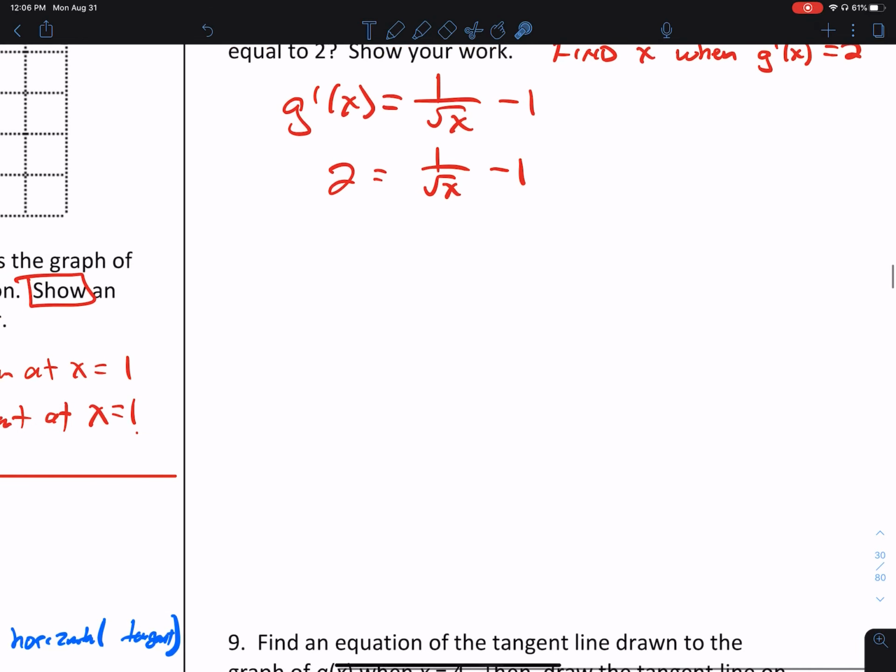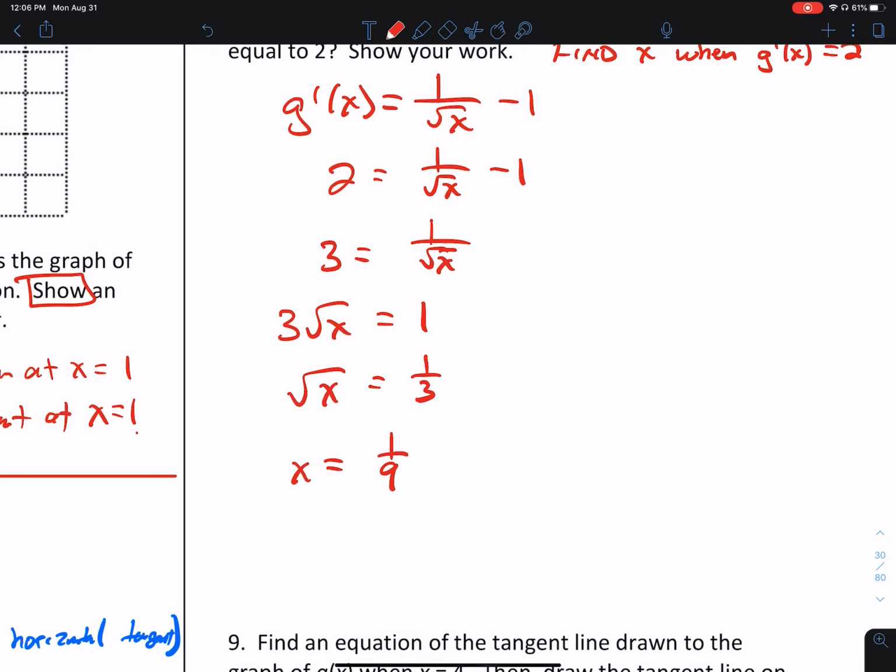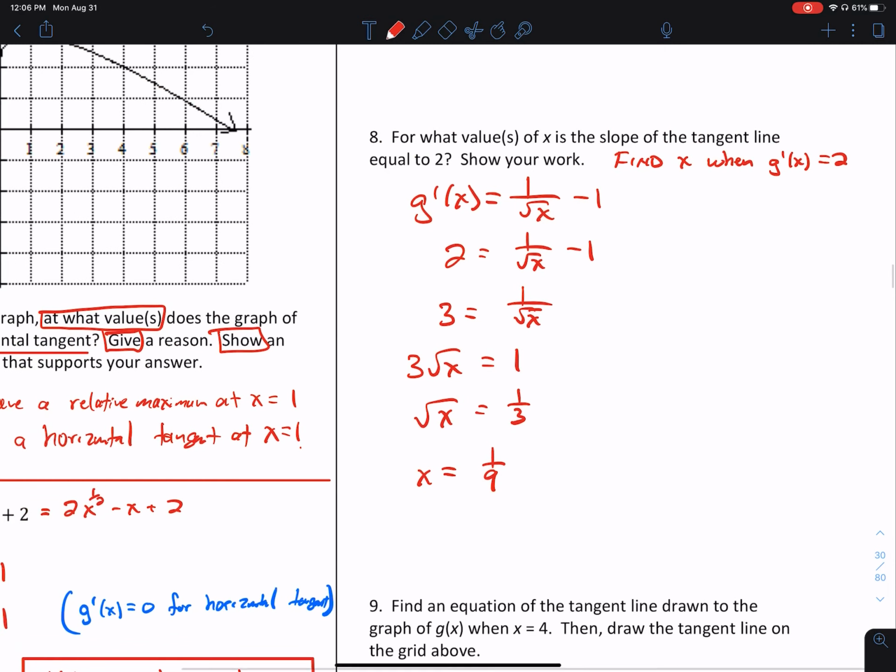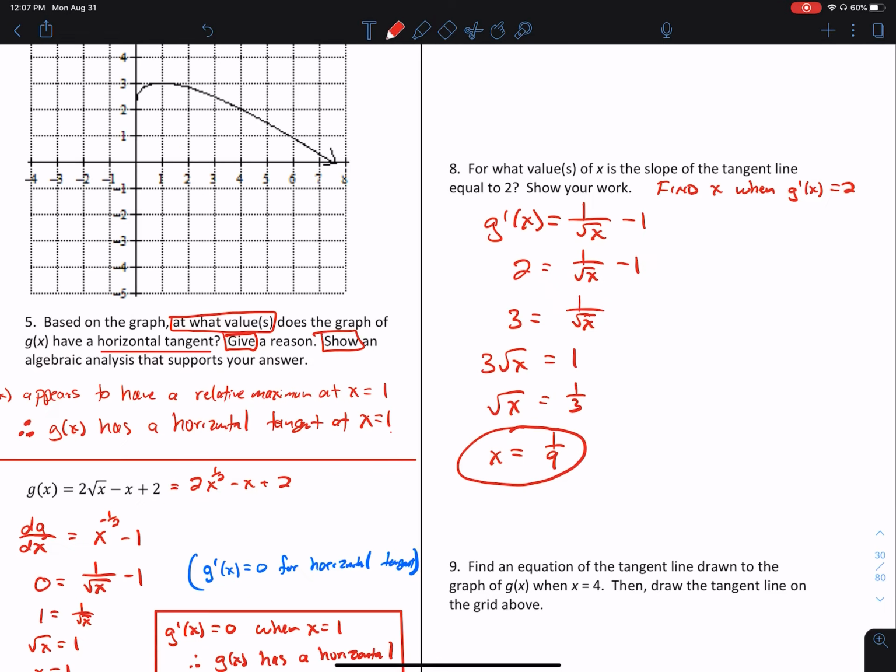If we add 1 to both sides, we're going to get 3 equals 1 over the square root of x. If we multiply both sides by the square root of x, if we divide both sides by 3, if we square both sides, we're going to get 1/9. For what values of x is the slope of the tangent line equal to 2? It's x equals 1/9. Show your work. Our work is clearly shown. It doesn't ask us to give a reason or anything like that, so we are finished with this. We have accomplished what we were supposed to accomplish.